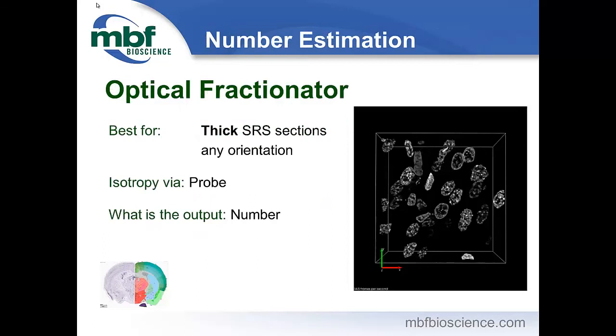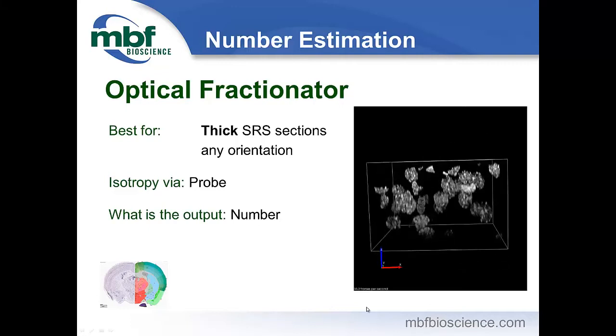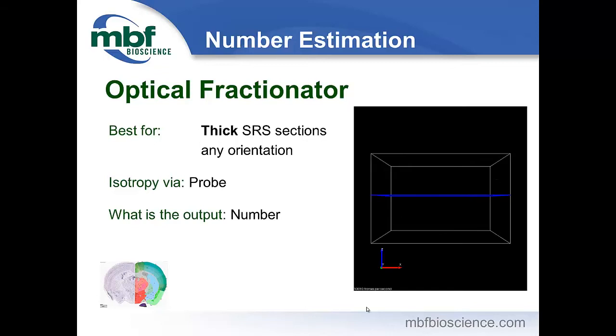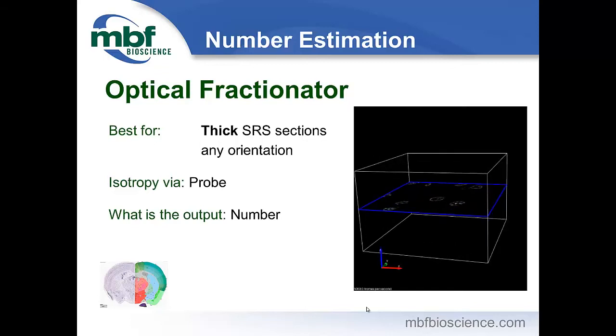Okay, so let's get right to it. Let's talk about number estimation first. We definitely recommend a probe called the optical fractionator. This probe, when you're estimating the number of particles, for instance, there's a picture of 36 cells inside of a volume. It's inside of a stack that's about 40 microns thick. You can see that this is a 3-dimensional volume and we have particles in there. We need to use thick sections, and by thick I mean 20 to 40 microns thick.